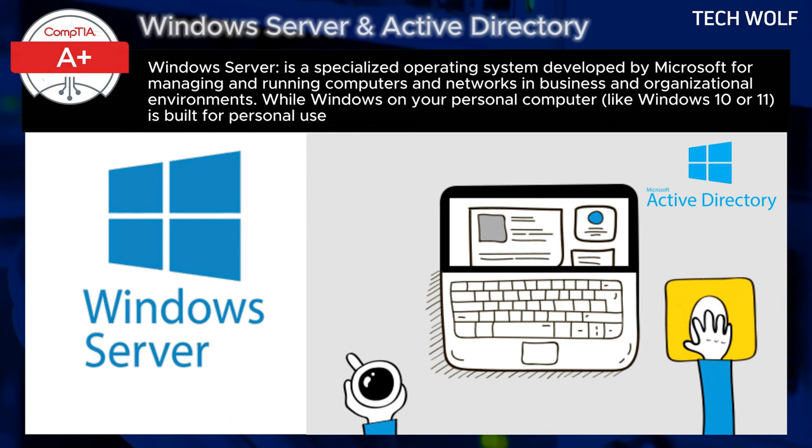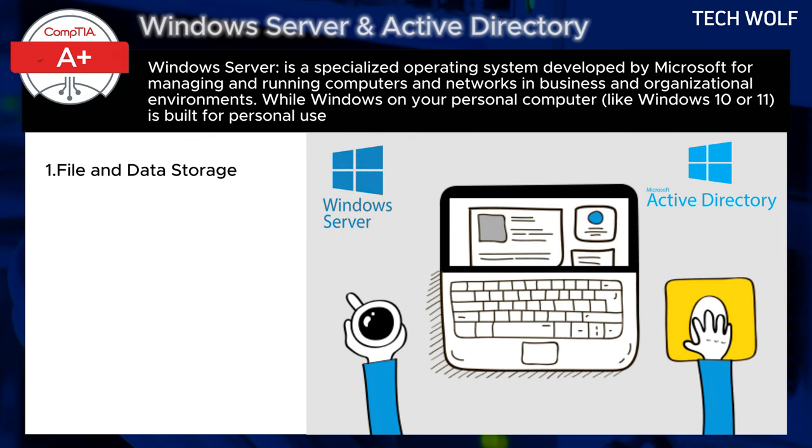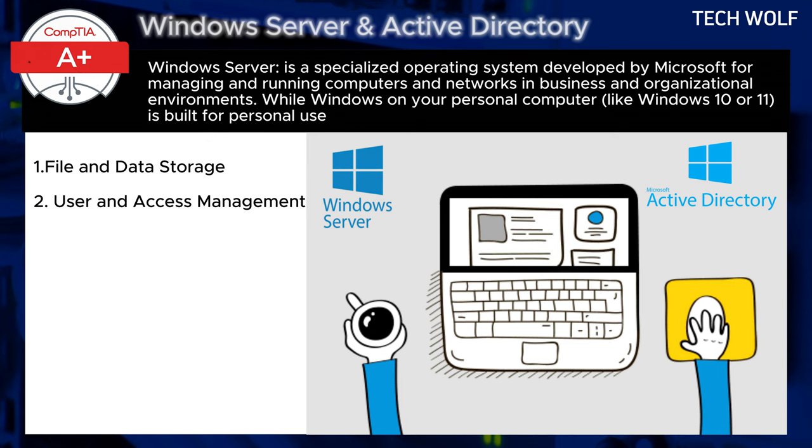And here are the key features of Windows Server. File and data storage. Windows Server can act as a file server, meaning it stores, organizes, and shares files across a network. Employees in an organization can access shared folders from any authorized device on the network. User and access management. With Active Directory, which we will discuss a bit later, Windows Server helps manage users and permissions. Active Directory allows an organization to control who can access certain files, applications, or parts of the network, making it easier to keep data secure.